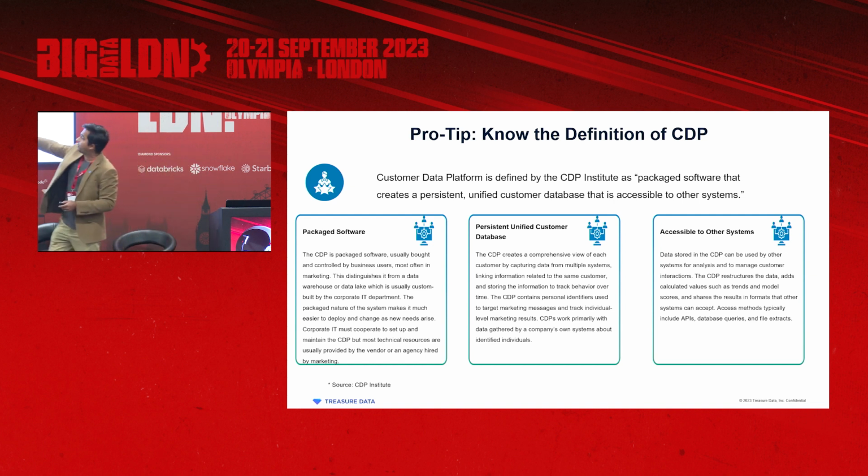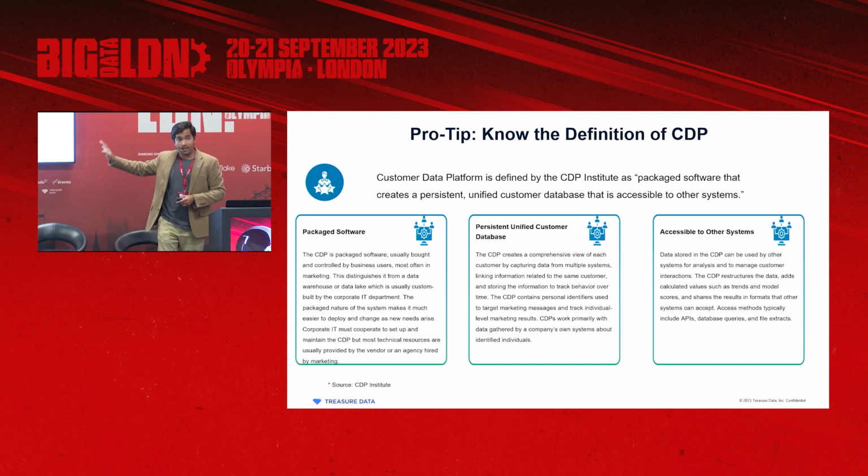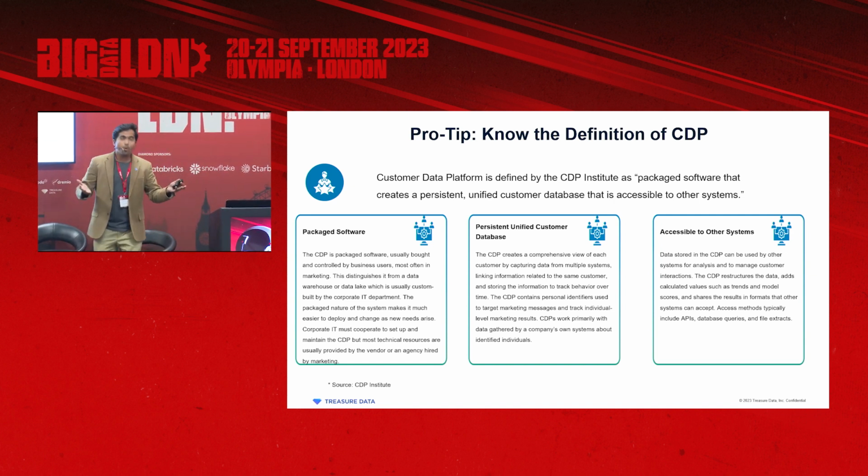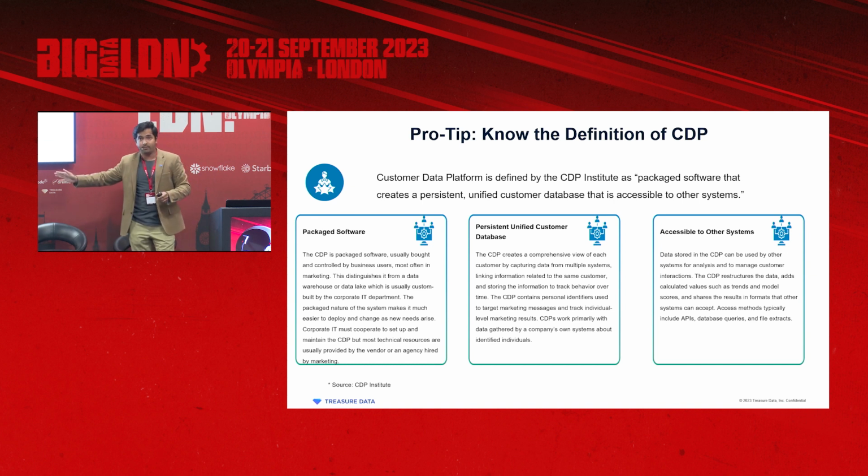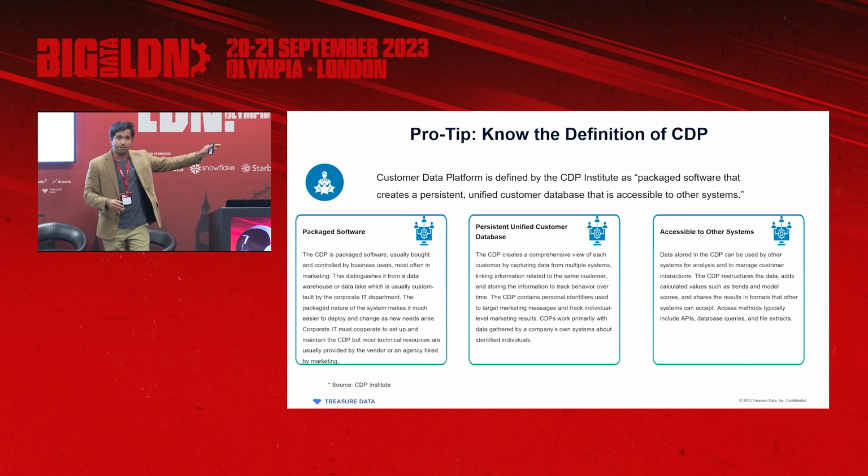There is a reason that I've put packaged software, persistent UCD, and accessible to other systems in different bullet points outside. And the reason is we're going to challenge each of them for some of the other vendors out there who call themselves a CDP, right? But might be missing one of these components. And then it's not a blame game. We're not going to go into who has what and who doesn't. But we're going to understand, in order to evaluate a proper CDP, do we really need to look at whether it has all the components of a packaged software? Does it give you a persistent unified customer database or unified customer view? And then, is it accessible to other systems within your own ecosystem and outside as well, right?